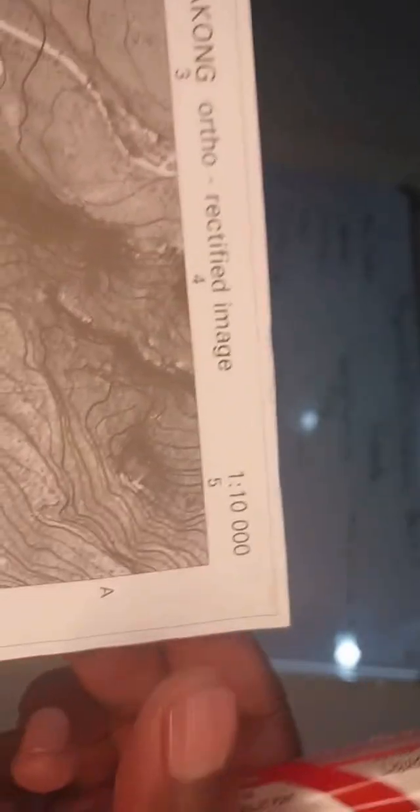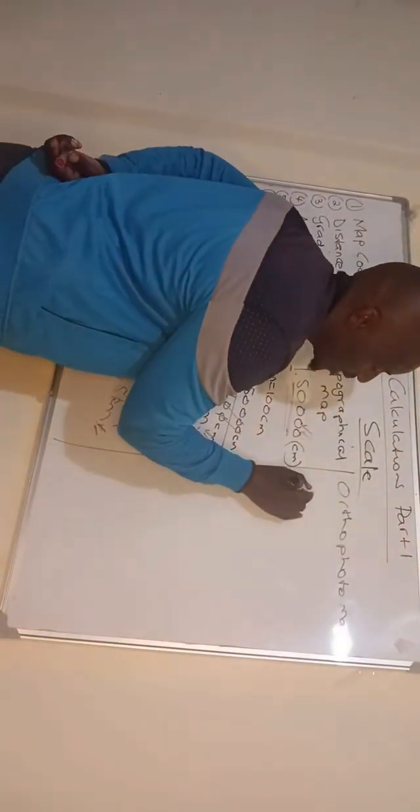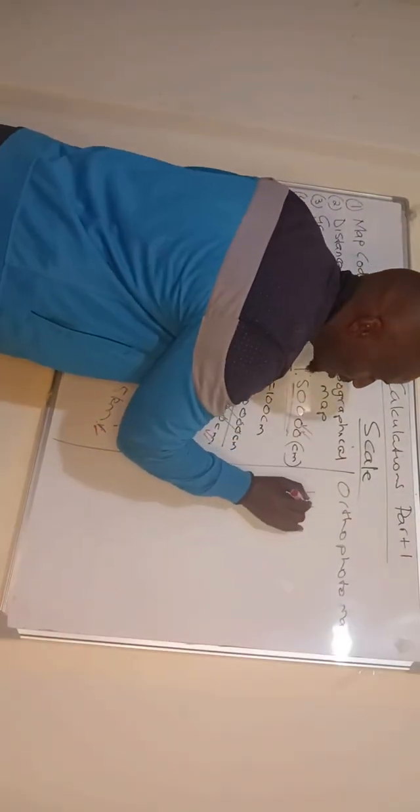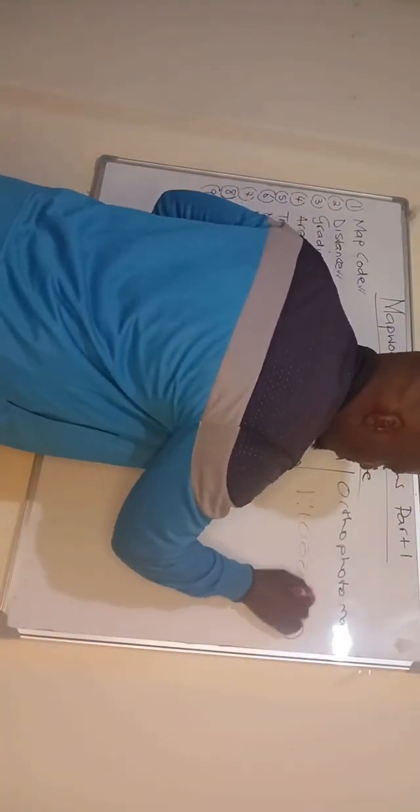Okay. So for our orthophoto now, what do we have? I'll finish this, then I'll look at your comments. For the orthophoto, if you look at this, you can see it's 1:10,000. That is your orthophoto. That is the scale. So it means we are going now to write, the first one is 1:10,000. Okay, 1:10,000. And remember, this is in centimeters.